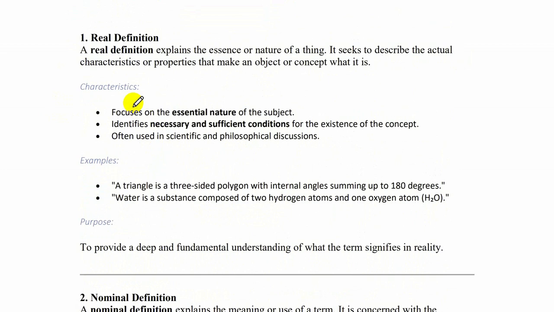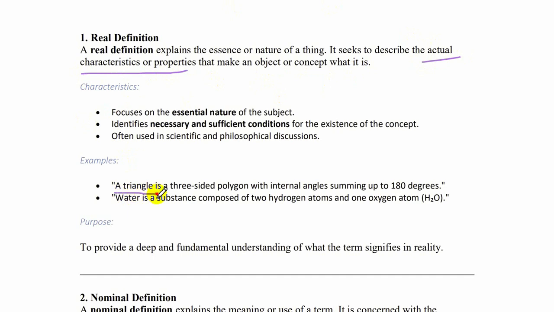A real definition explains the essence or nature of a thing. It seeks to describe the actual characteristics or properties that make an object or concept what it is. So let's look at it with a few examples.